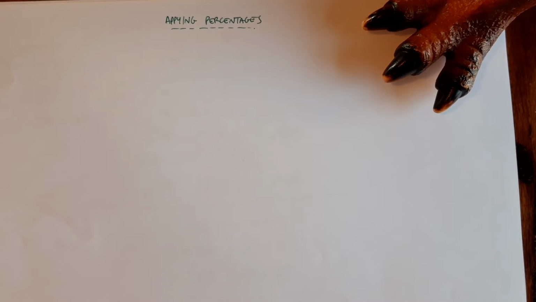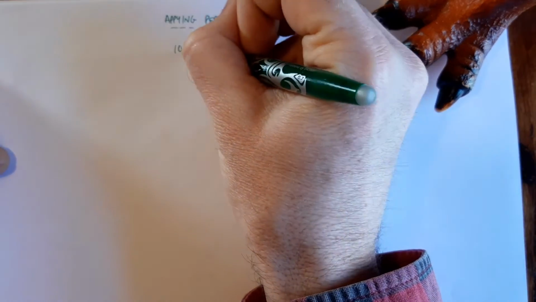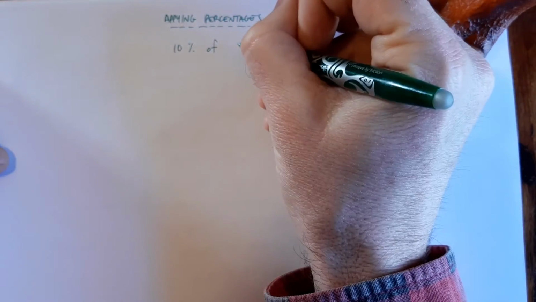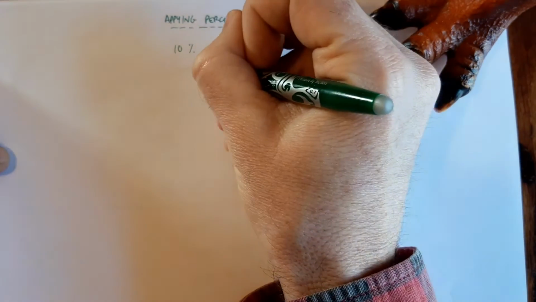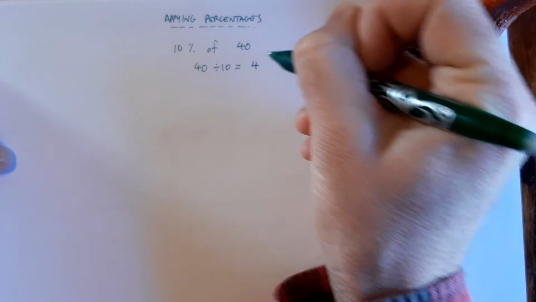Hi, Year 9. Yesterday I went through a couple of things with you guys, looking at finding percentages of amounts and just working off 10% of things to do any particular thing. So we were doing things like 10% of 40. And we just said, okay, that means 40 divided by 10 is 4.